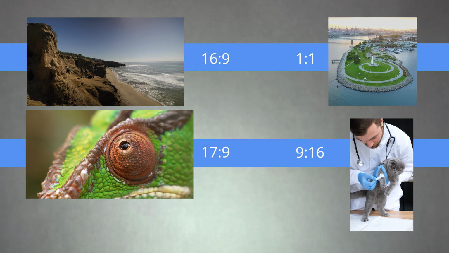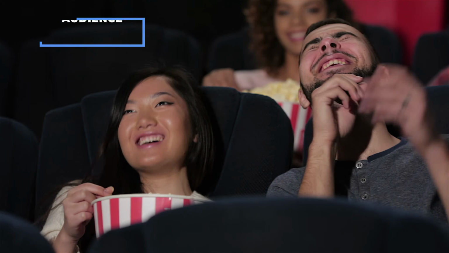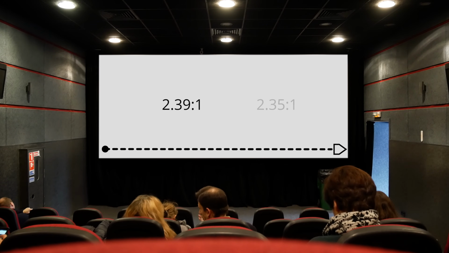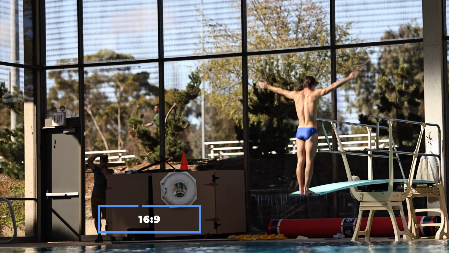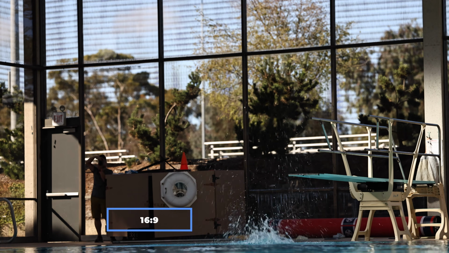content looks its best. When choosing an aspect ratio, there are several different factors to consider, such as the content's purpose, the intended audience, and where the content will be displayed. For example, when creating a film, a wider aspect ratio such as 2.39:1 or 2.35:1 may be preferred when creating a more cinematic feel. On the other hand, a 16:9 aspect ratio is commonly used in video production as the standard for most modern displays.